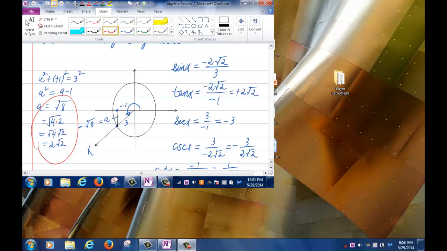Any other questions? The magnitude or the hypotenuse is always magnitude, right? Yeah, the hypotenuse is always positive. Any other questions?